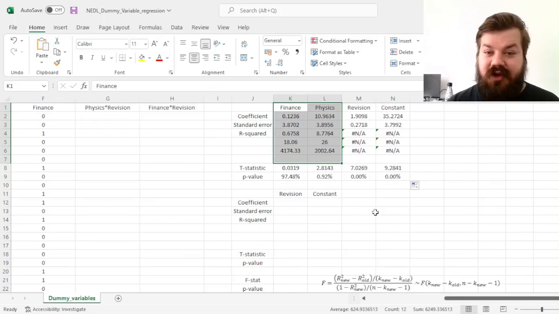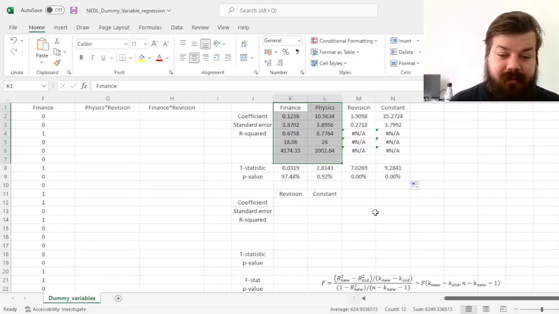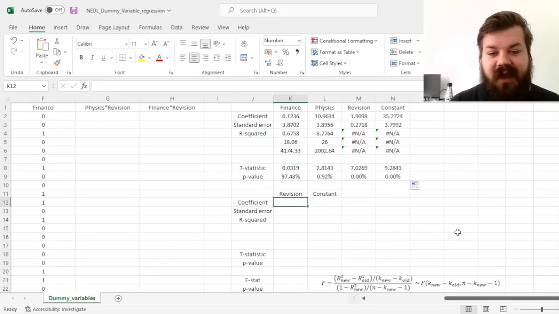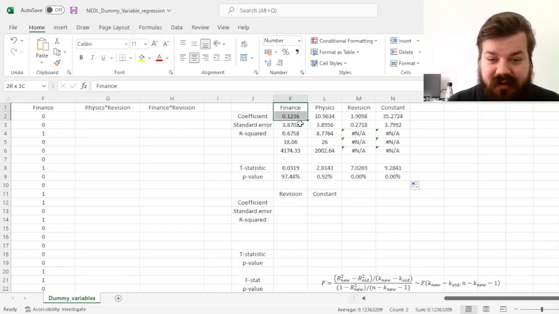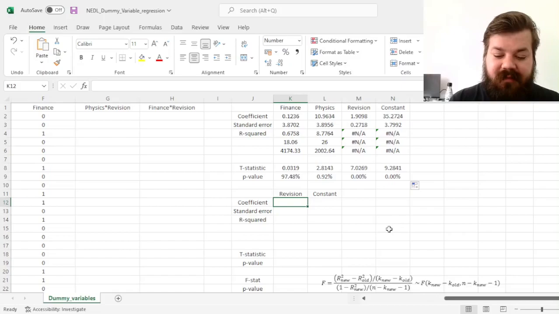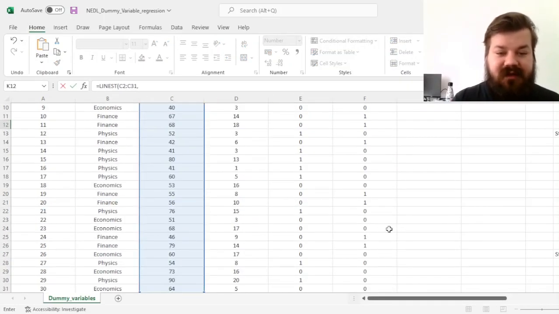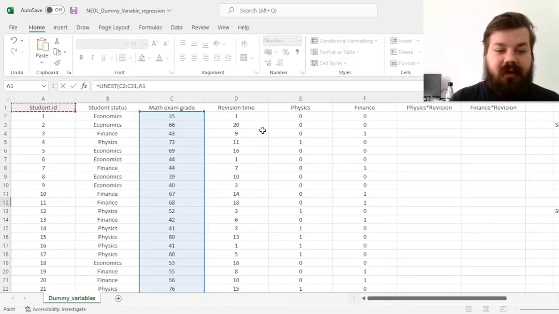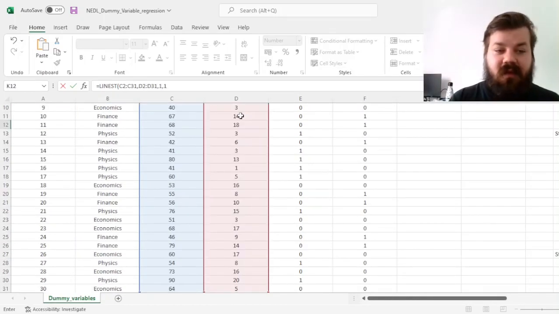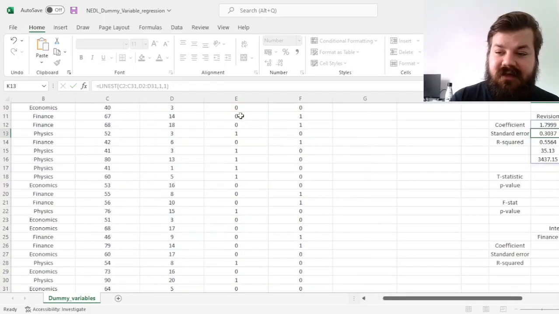So testing for the joint significance of all dummy variables that you have to include is a very reasonable step to take for additional robustness. To do that, we estimate the baseline regression, or the restricted regression, that does not include our dummy variables. That could be estimated using just the LINEST function, with the exam grade as the y and the revision time as the x. Again, 1, 1 for the constant and the additional statistics.